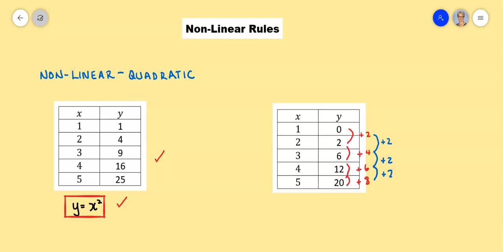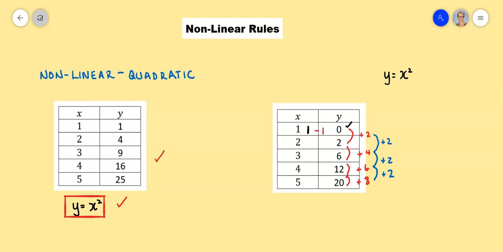So again, we have a quadratic rule, and we know that the start of our rule will be y is equal to x squared. Now, let's test that on all our values of x and see if we need to add or subtract something to complete our rule. Okay, 1 squared is 1. But we have 0 over here. What do I add or subtract to go from 1 to 0? I need to subtract 1. 1 minus 1 will give me 0.